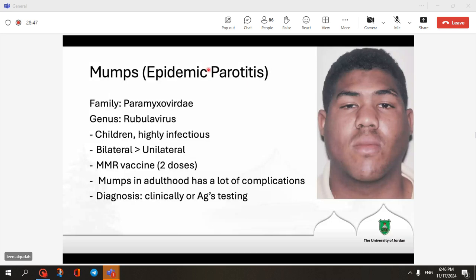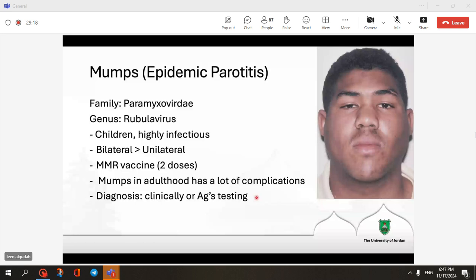Now, mumps can happen in adulthood, but the problem with mumps in adulthood is that it will have very severe complications that will affect the patient's life. It will affect the pancreas. It will also affect testes and ovaries. Inflammation of testes is called orchitis, and inflammation of ovaries is called oophoritis. And of course, these patients will be more debilitated than younger folks who get the mumps.